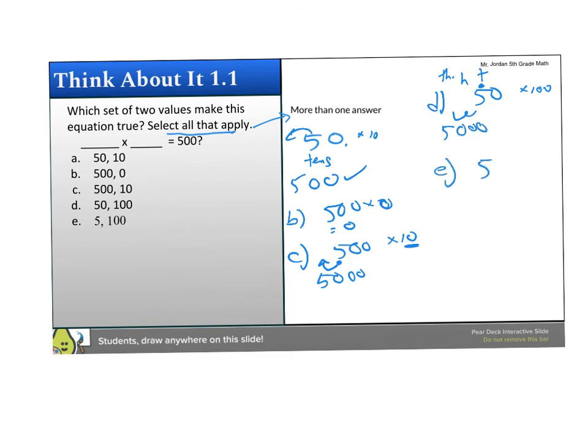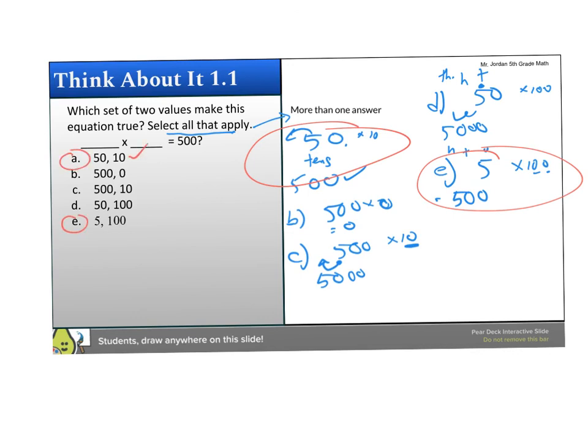E, we have 5. When we multiply it by 100, it's going to move 2 places. So if this is the ones, it's going to move to the tens, then the hundreds. 500. So the answers that are correct are E is correct, and A is correct in this one. So A and E are correct.